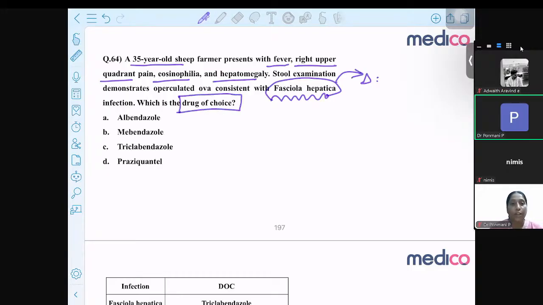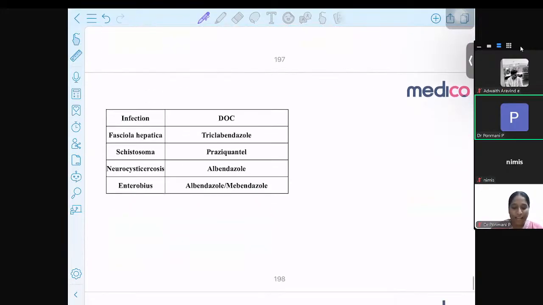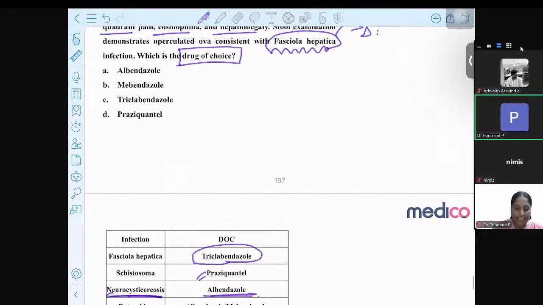I know you're going to hate me from here, because you need to put in effort from your side, since for Fasciola hepatica also you need to remember the drugs. So what is the drug of choice? It is going to be triclabendazole. For schistosoma it is praziquantel. For neurocysticercosis, it is albendazole, and for enterobius you can use either albendazole or mebendazole. So here the answer is option C.